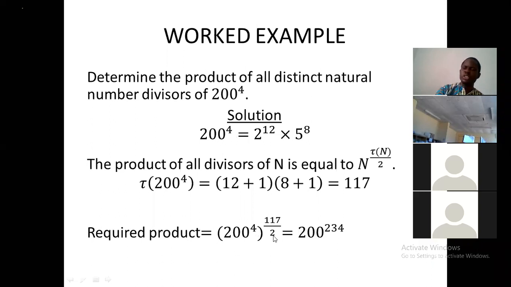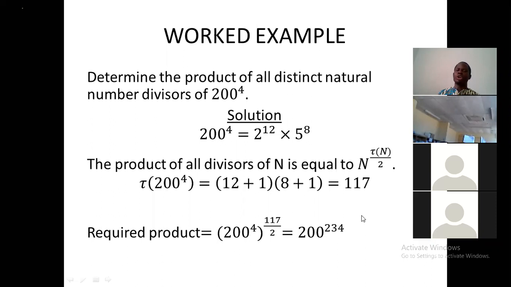So what does this mean? 200 raised to the power 4 has 117 divisors. So we need that information. Now, back to the question. The question is asking us to find the product of all distinct natural number divisors of 200 raised to the power 4. That is, you don't just find the divisors, you multiply them together. After finding all the positive divisors, you then multiply all of them together.